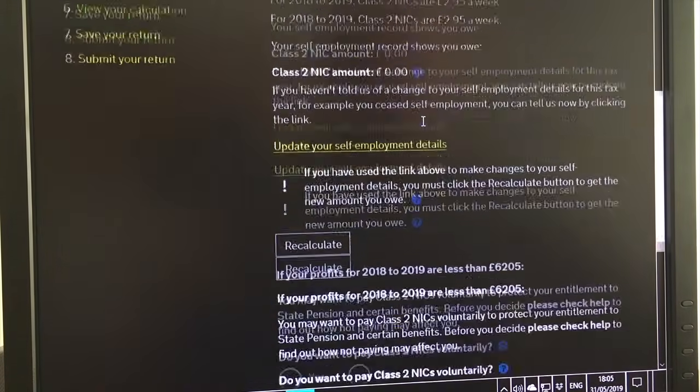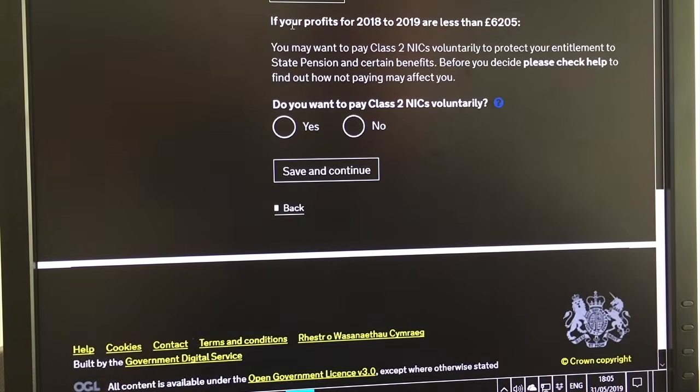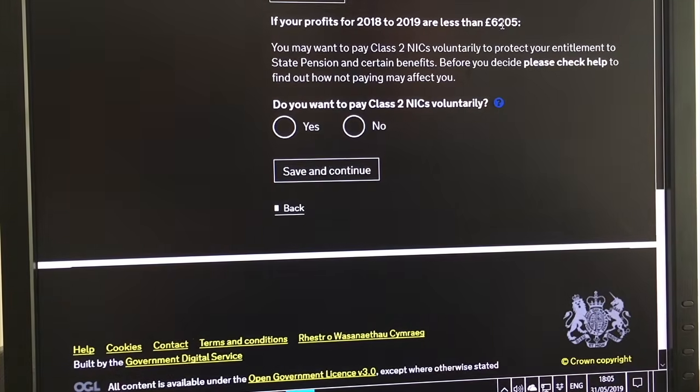Alright, so that's gone back to that bit. Update your self-employment. No, don't need to do that. Recalculate. No, if you'd updated it, you would probably recalculate. If your profit for 2018 is less than £6,205, which it isn't, this is to do with your Class 2 national insurance. Class 2 is what used to be called the stamp. I think it's £3 a week now. You don't pay it weekly or monthly now. You pay it at the end of the year with your self-assessment bill, and you pay it if your profits are more than that. If your profits are less than that, you can say yes, you do want to pay it voluntarily, and that will entitle you to a year's worth of state pension.